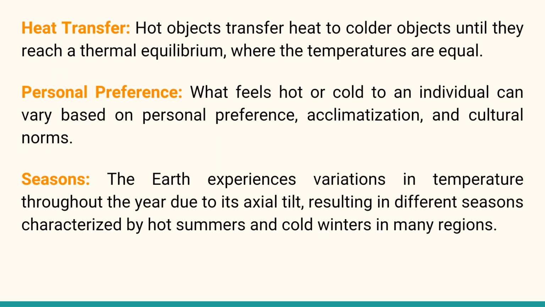Heat transfer. Hot objects transfer heat to colder objects until they reach a thermal equilibrium, where the temperatures are equal. Personal preference. What feels hot or cold to an individual can vary based on personal preference, acclimatization, and cultural norms. Seasons. The Earth experiences variations in temperature throughout the year due to its axial tilt, resulting in different seasons characterized by hot summers and cold winters in many regions.